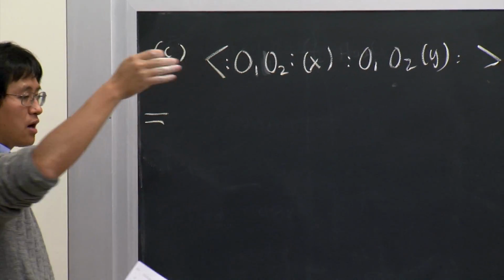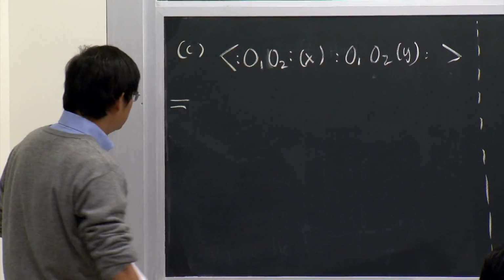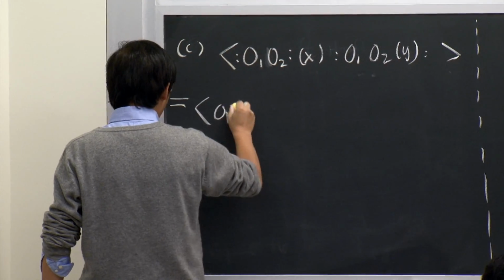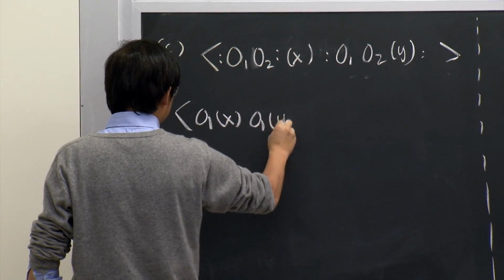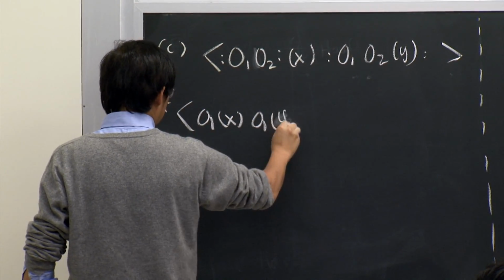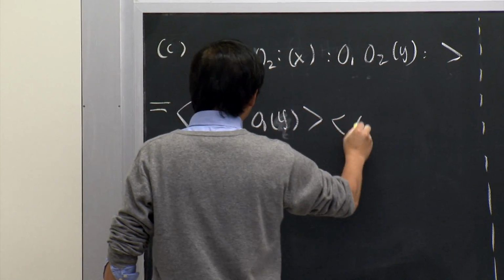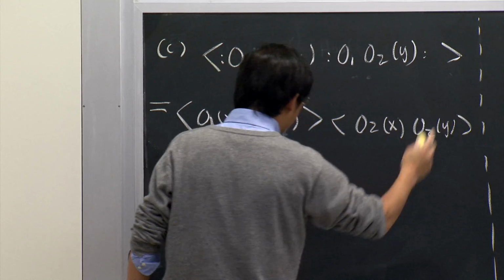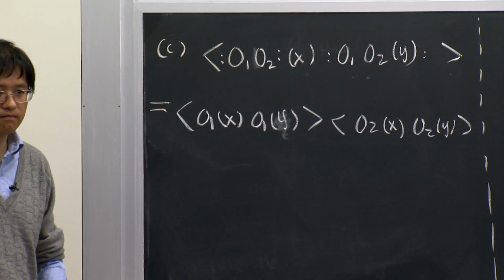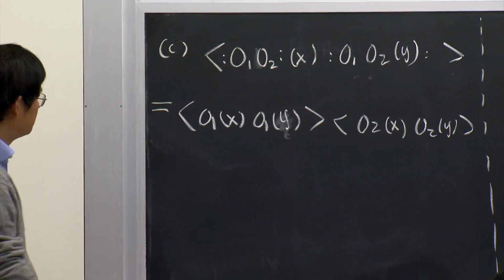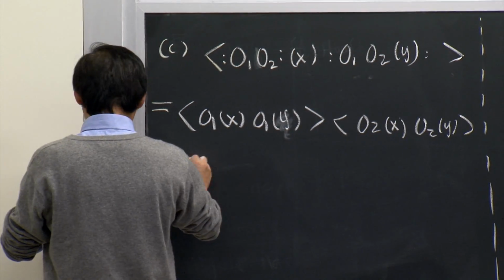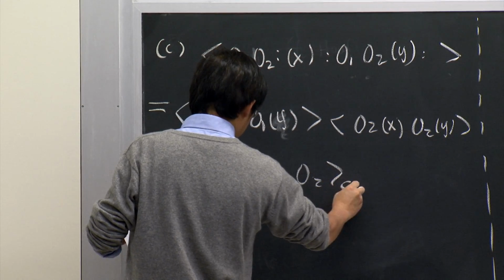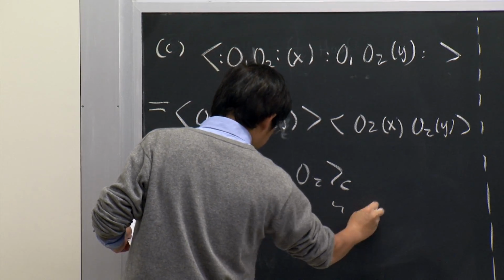So let's include all diagrams, disconnected or connected. The leading order is a disconnected diagram, which is essentially O1(x) O1(y) and O2(x) O2(y), because I have diagonalized them. And then plus the connected Green functions, which are order 1 over N squared.